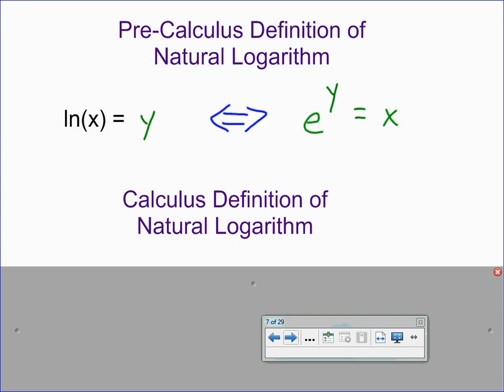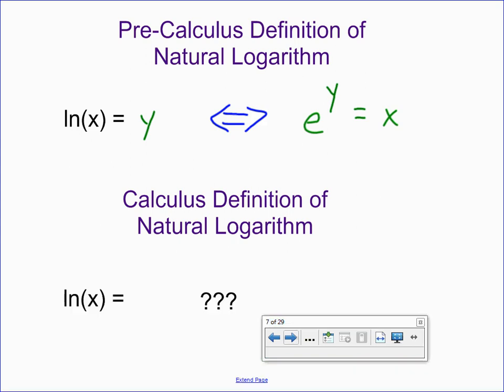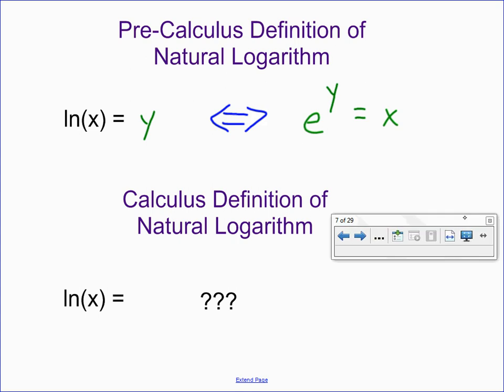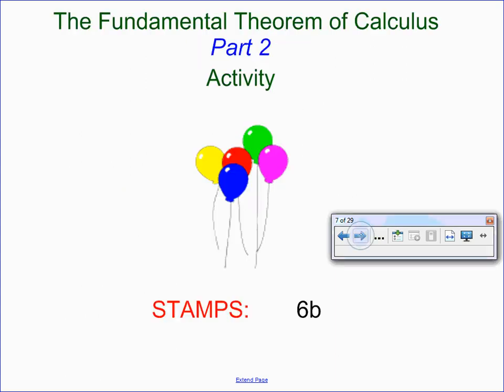Well, today we're going to develop the calculus definition of natural logarithm. In order to do so, we need the Fundamental Theorem of Calculus Part 2. So by the end of today's class period, we'll have the calculus definition of a natural logarithm, and that's going to involve an integral expression, an area accumulating expression. So that's where we're headed for our second content objective.